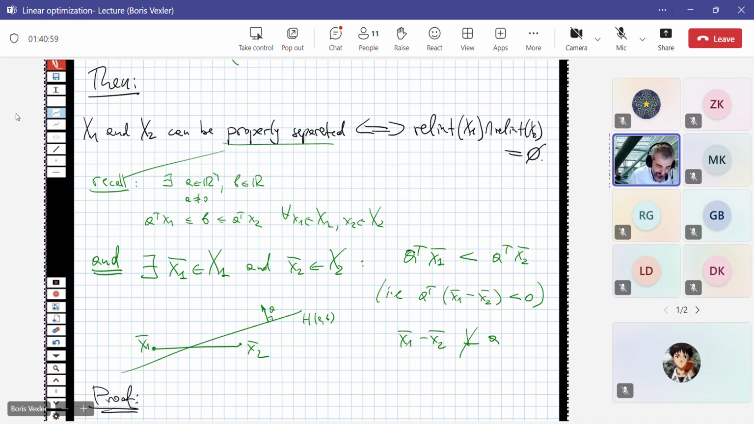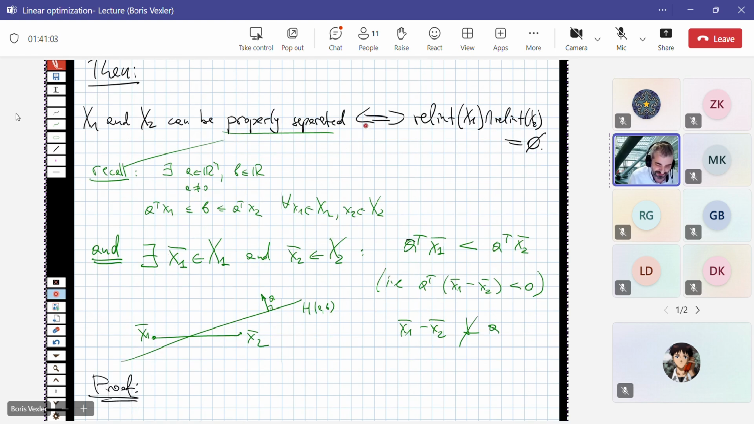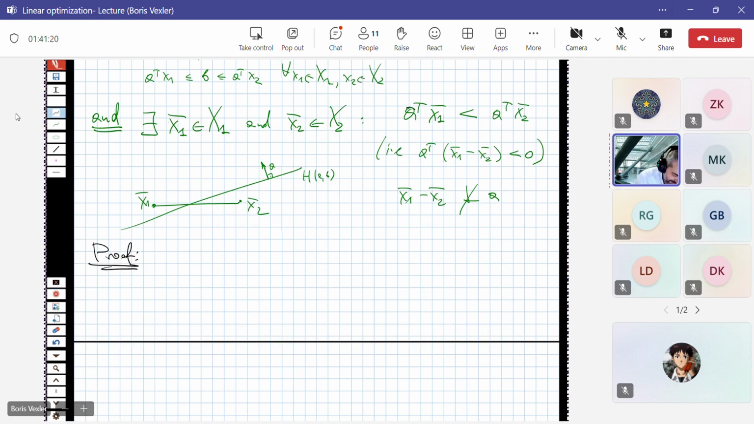Our proof, they have to prove two things, this direction and this direction. They start with this direction. They start that if they are properly separated, then the relative interior of x1 and the relative interior of x2, the intersection of them is empty. Okay, proof in this direction.